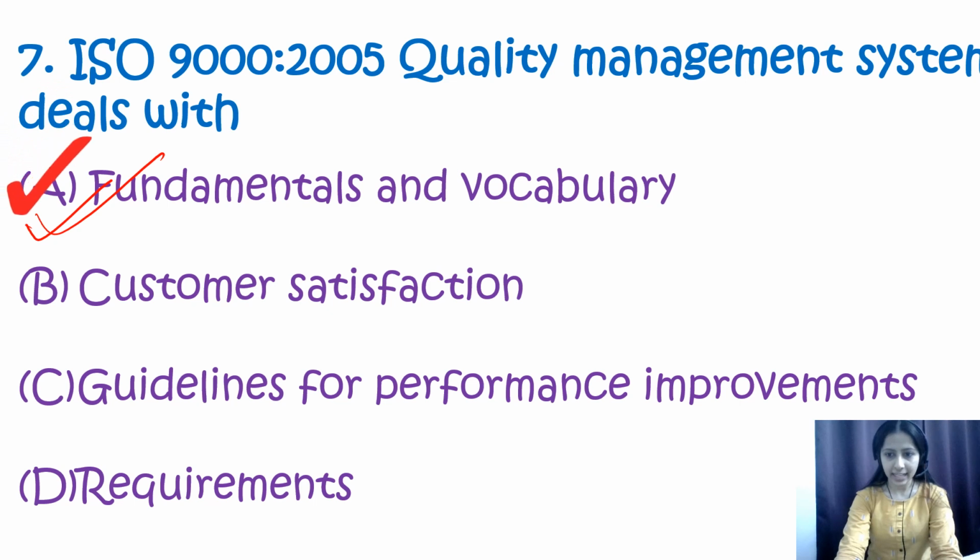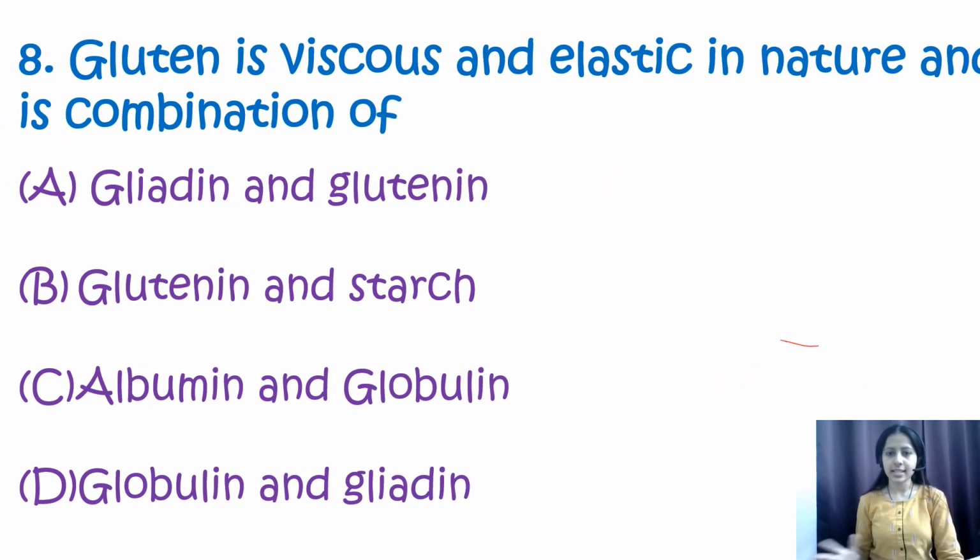Next, question number 8. Gluten is viscous and elastic in nature and is a combination of: gliadin, glutenin, starch, albumin, globulin and gliadin. So over here my correct option is A, that is gliadin and glutenin.